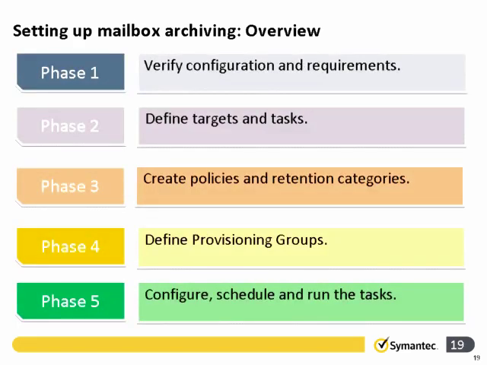So setting this up, we've broken it down into phases to try to help manage everything that we need to do to get this mailbox archiving off the ground. In phase 1, we're going to verify our configuration and requirements. In phase 2, we're going to define our targets and tasks. In phase 3, we're going to create our policies and retention categories. We'll define them here. We'll actually discuss how they work in more detail in lesson 6. We'll also go through and look at defining provisioning groups, which again, we'll look at that process of creating the provisioning groups and doing the actual provisioning in lesson 6. And then we'll get into phase 5, which will configure and schedule and actually run the Enterprise Vault mailbox archiving task.